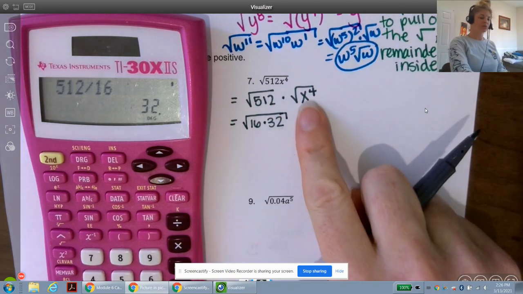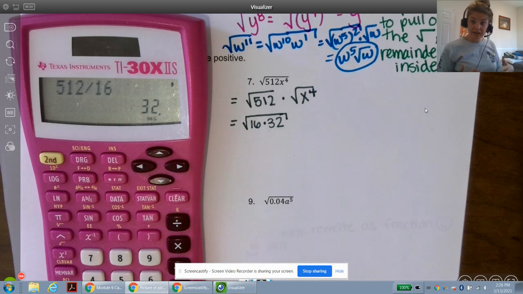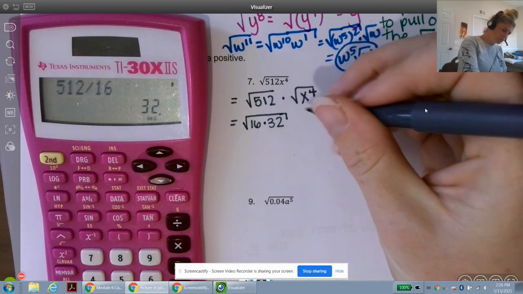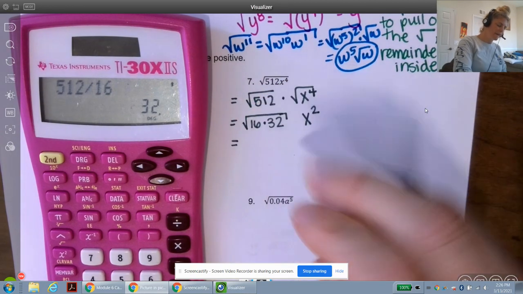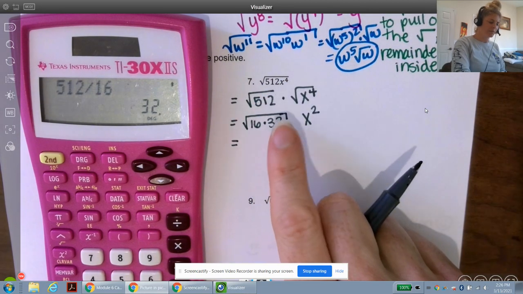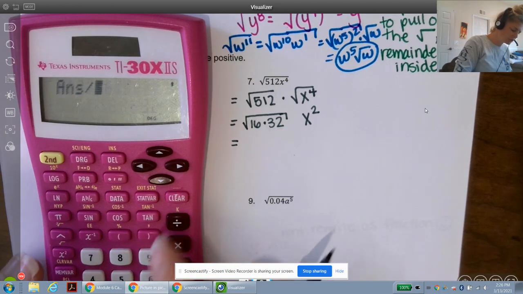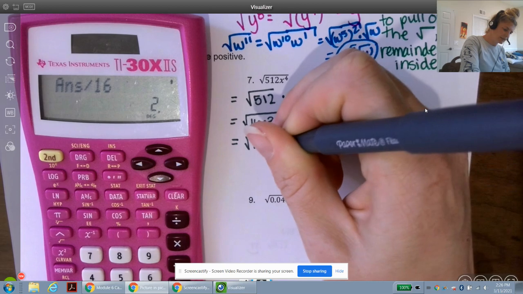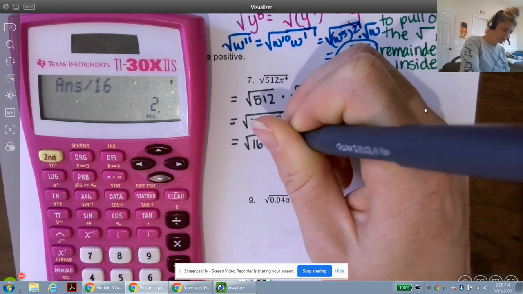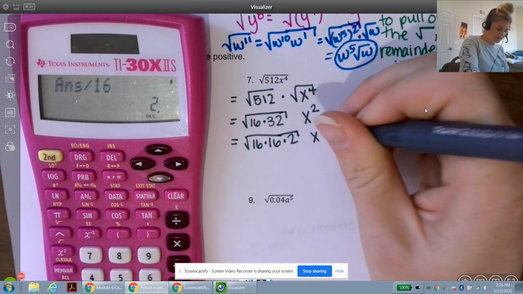I'm going to close that. And square root of x to the 4th, even exponent divided by 2, pull it out, we get x squared. Okay, so from here, I could pull out this 16, but remember this 32 is also divisible by 16. So I'm going to say this is 16 times 16 times 2 times x squared.